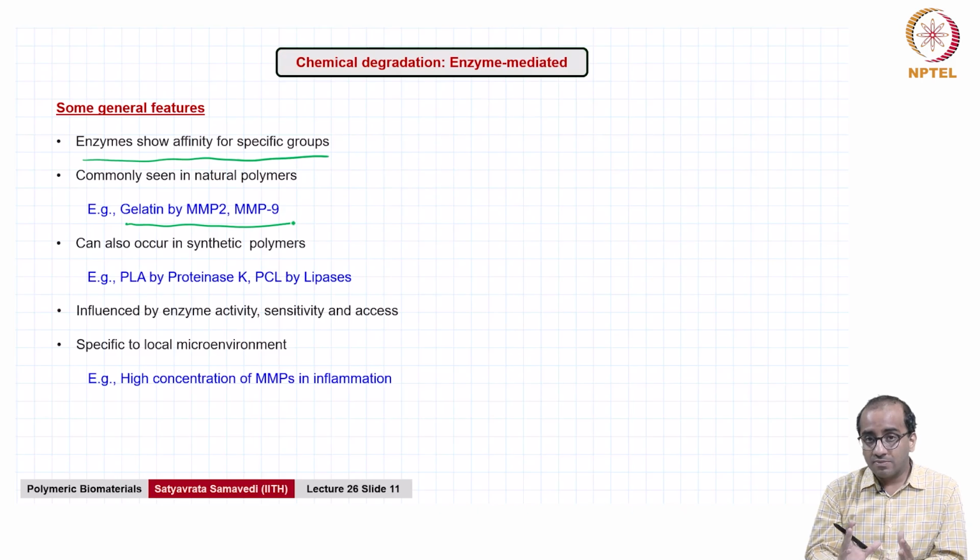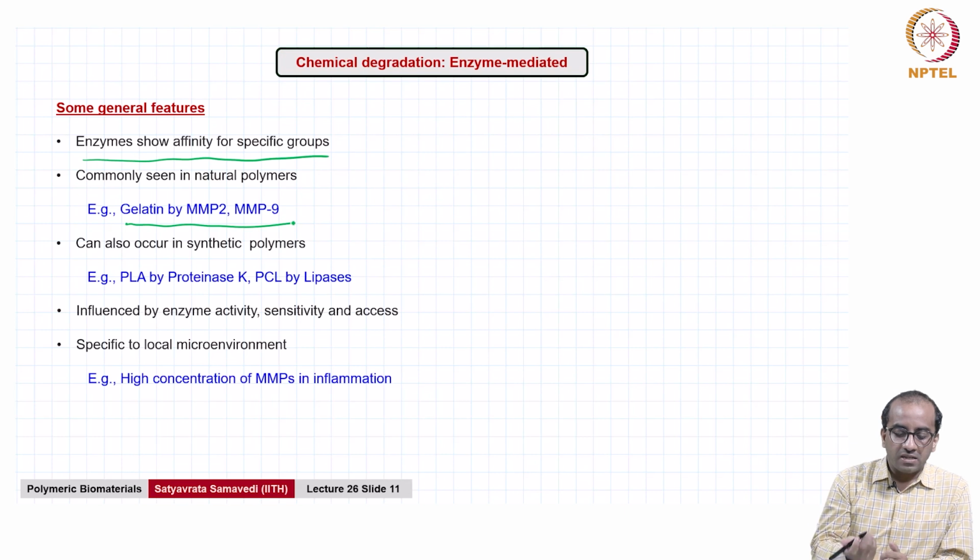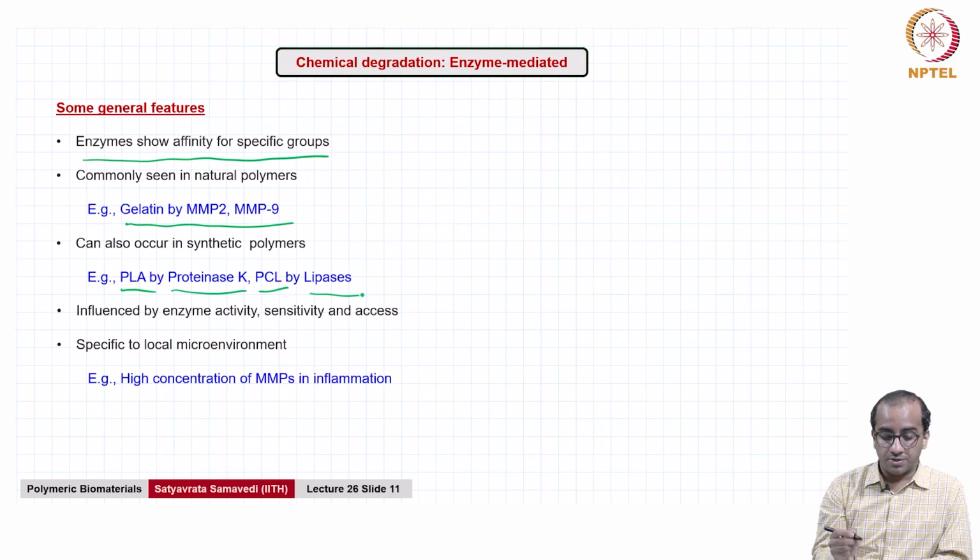But remember that this is not necessarily unique to natural polymers. Although it is predominantly seen in natural polymers, enzyme-mediated degradation can also be seen in synthetic polymers such as PLA and PCL through the action of proteinase K and lipases. And just as with water, the degradation rates can be determined based on the access of the enzyme to the active site. And particularly with enzyme, there are two more aspects that need to be kept in mind. One is the enzyme activity, which is also tied to temperature, and the sensitivity of the enzyme itself, right?